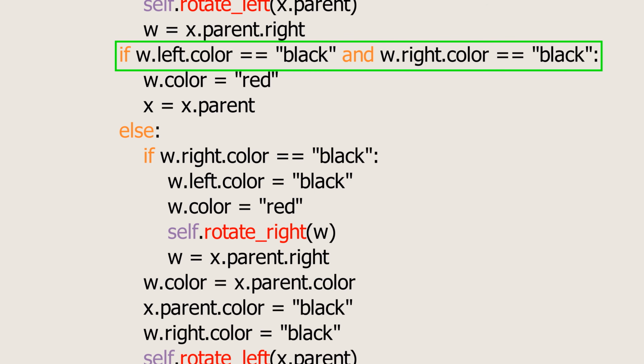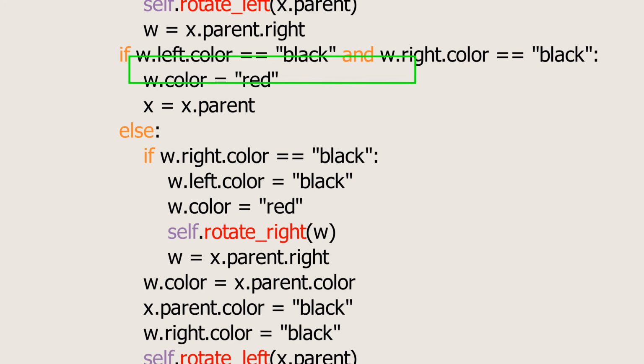Next, if the sibling w and both of its children are black, we recolor the sibling to red and move upwards in the tree, setting x to its parent. This step helps maintain the black height property, pushing the issue up the tree and allowing the fix to continue until the imbalance is resolved or the root is reached.